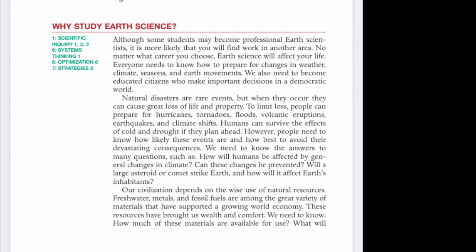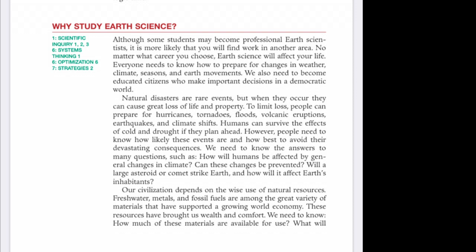Natural disasters are rare events, but when they occur, they can cause great loss of life and property. To limit loss, people can prepare for earthquakes, tornadoes, floods, volcanic eruptions, and climate shifts. Humans can survive the effects of cold and drought if they plan ahead. However, people need to know how likely these events are and how best to avoid their devastating consequences.